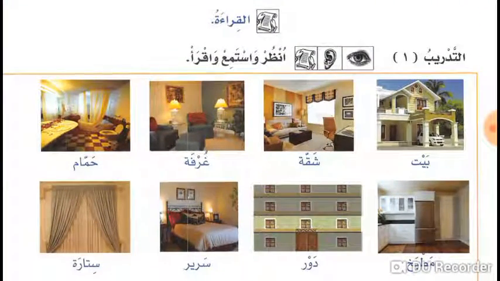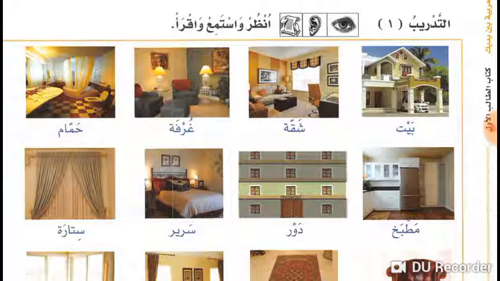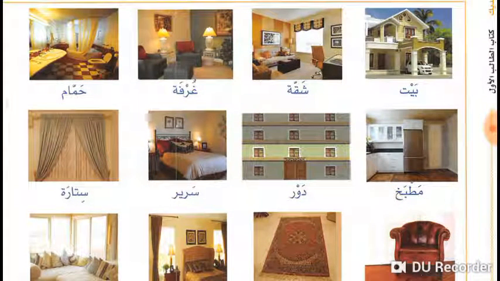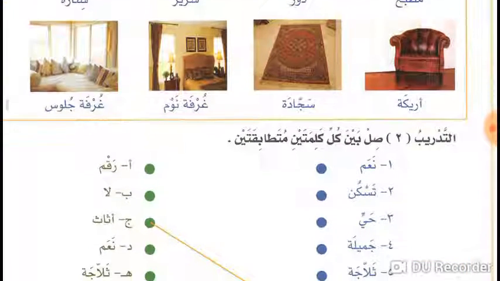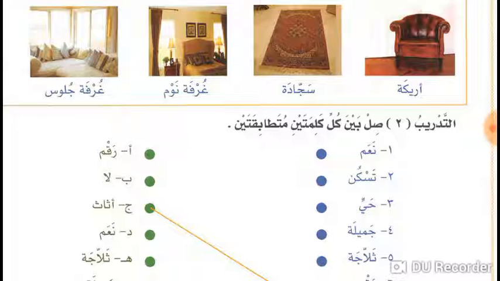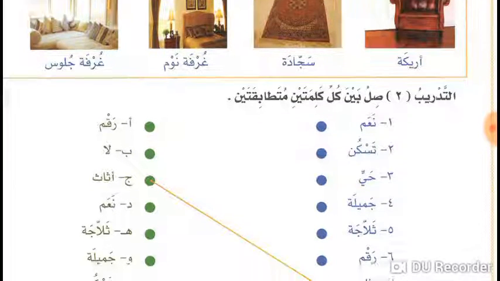Al-Kiraa mean reading. At-Tadrib al-Awwal, first exercise. Unzur wastamay waqra, see and listen and read. Read these words. Baytun, shakatun, urfatun, hammamun, matbahun, daurun, sarirun. أريكة سجادة غرفات النوم غرفات الجلوس. Okay.